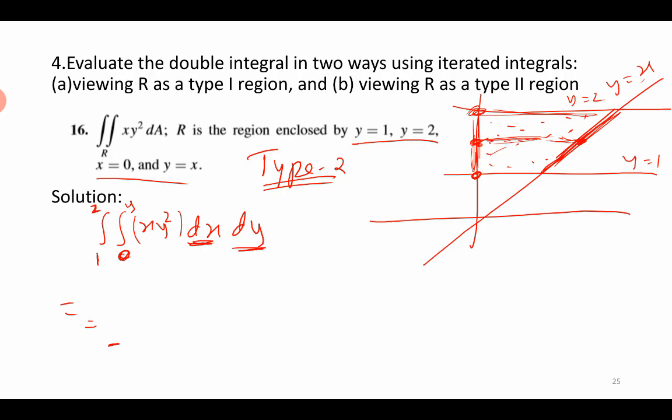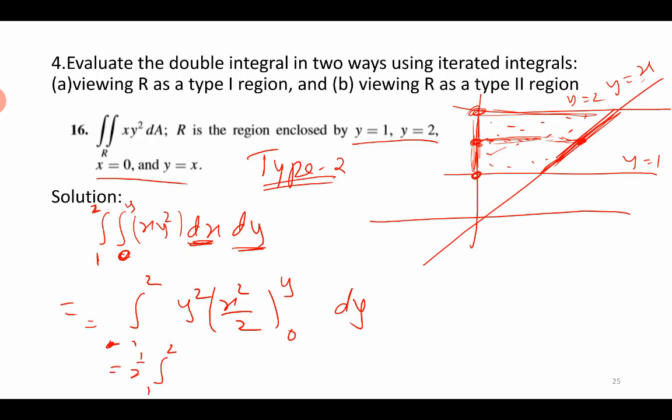Now integrate this one. What is it? The outer integration is 1 to 2. For the inner integration, we integrate with respect to x, and y square is constant. Integrating x, you get x square over 2, and the limit of x will be 0 to y. The outer integration is y. Now substitute the upper limit and lower limit.